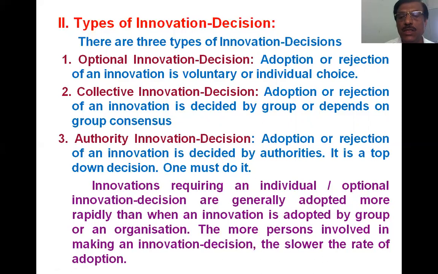Group members have to give consent. The authority has to take the decisions. Whereas in the case of individual optional innovation, the individual can decide quickly. The decision making is right with the individual. The more persons involved in making an innovation decision, the slower the rate of adoption. The fewer the persons, the faster the rate of adoption.